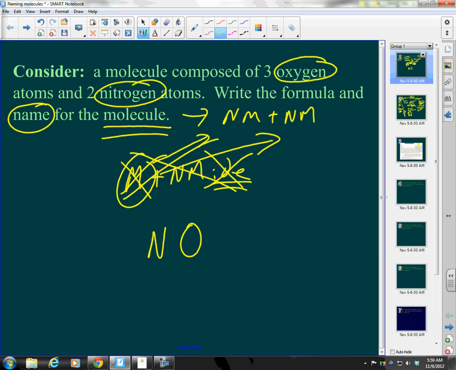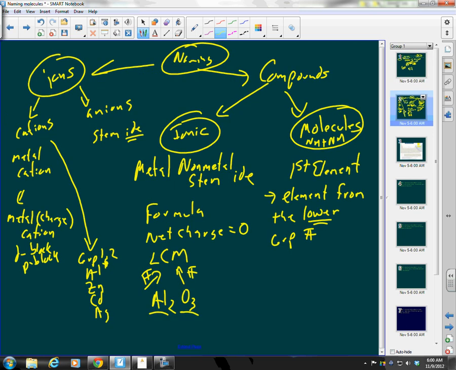How many atoms of nitrogen do I have? I have 2 atoms of nitrogen, so that goes there. And how many atoms of oxygen? I have 3, and I put 3 there. So this is my formula. The formula is a piece of cake: N2O3.